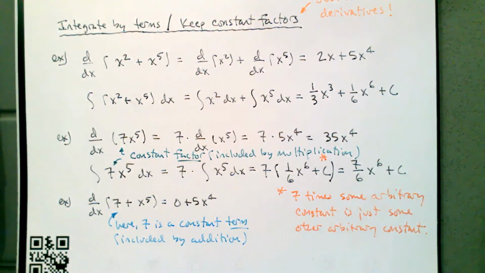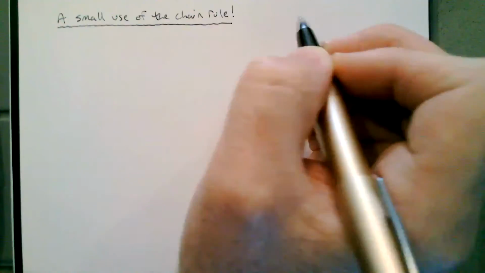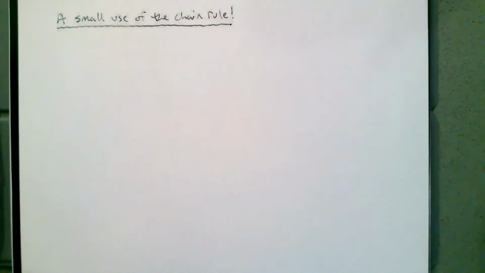All right. With that in mind, we want to add a little bit to the derivatives that we saw, or the antiderivatives that we saw yesterday. So recall that we have to use the chain rule. So let's take a look at a small use of the chain rule. Remember, the chain rule is a derivative thing.